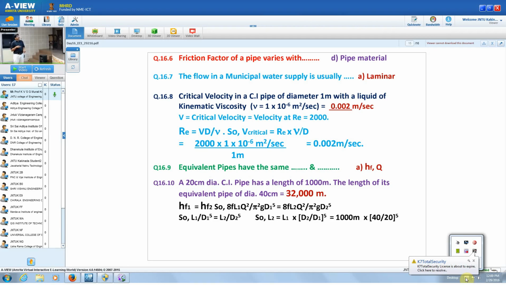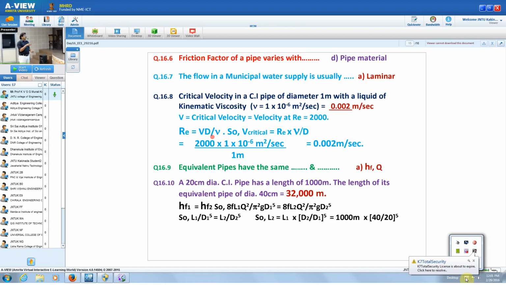16.8. The critical velocity in a CI pipe of diameter 1 meter with a liquid of kinematic viscosity so much is equal to 0.002 meter per second. How did you get the answer? What is Reynolds number? Re is equal to Vd by nu. When Re is equal to 2000, the corresponding V is known as critical velocity. Critical velocity is the velocity till which the flow is laminar. If the velocity is more than critical velocity, Reynolds number increases, so the laminar flow is disturbed. Up to critical velocity only, the flow is laminar. Once the velocity is more than the critical velocity, the laminar flow is disturbed.